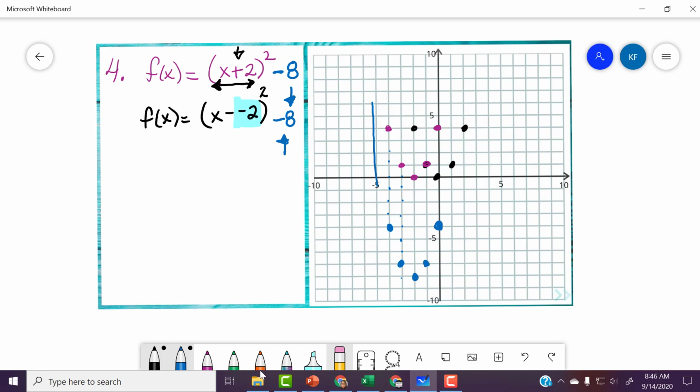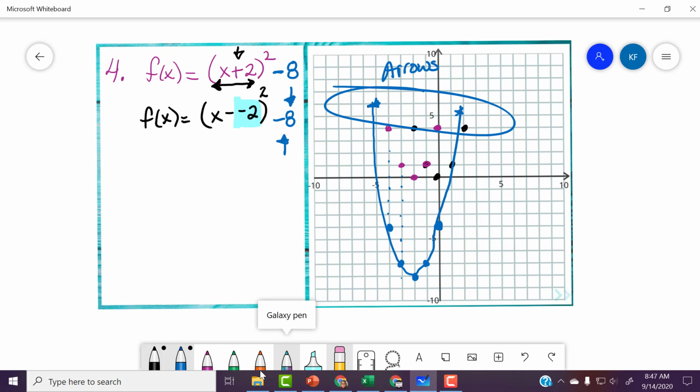Okay, since that's the final graph, I'm going to go through and graph, and I'm going to estimate as best as I can, and then I'm going to make sure I have my arrows on the graph. So that is your function for number 4. So we're leveling up, right? Each time we're doing a different concept and then combining them. So now let's go to the next one.